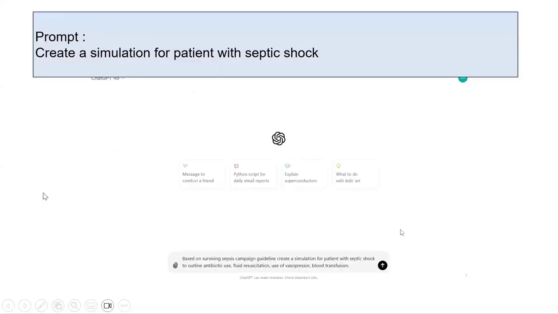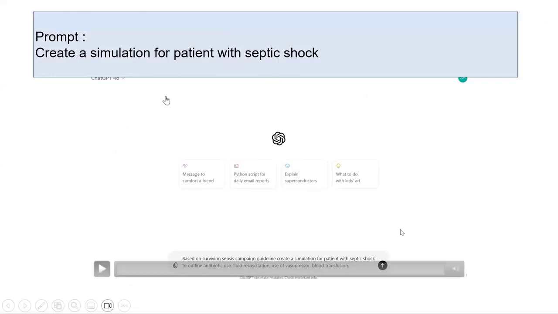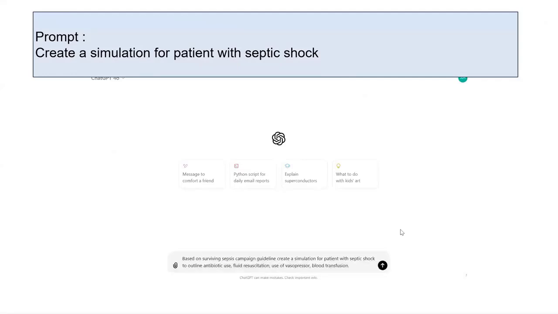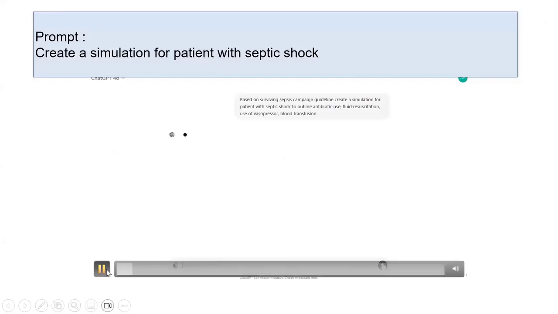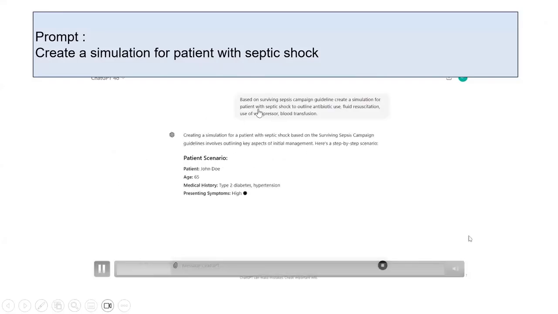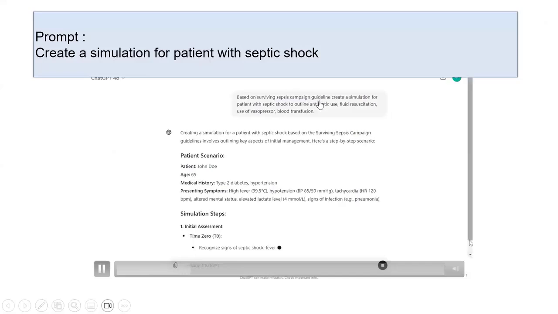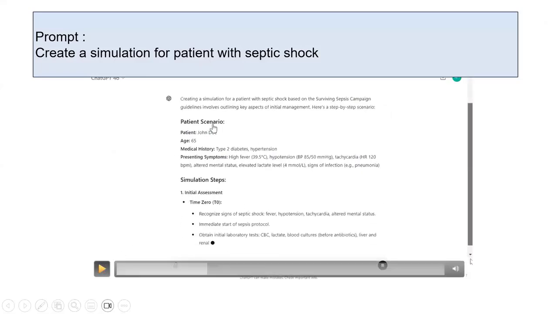The third thing, in education, we can create a simulation for a patient with septic shock. So it's not just for asking to give a question, but also to create a simulation if you are using a simulator. For example, I asked it to create a simulation on a patient with septic shock, and it starts by putting the patient scenario, name, age, medical history, and the simulation steps.